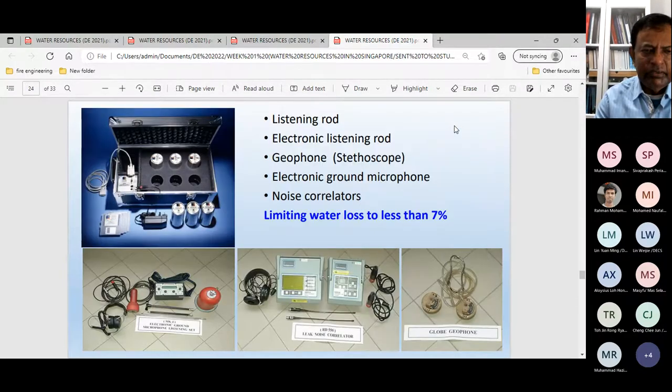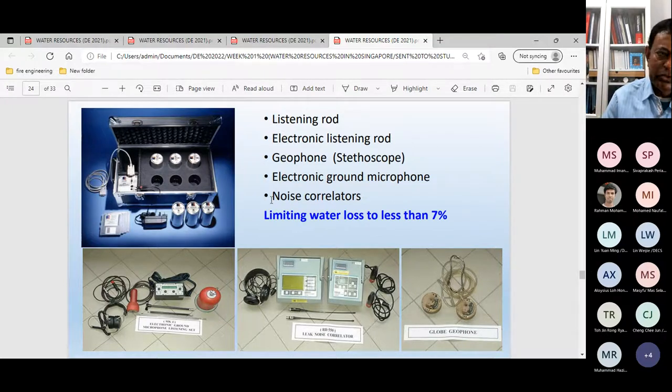The next effort was focused on limiting the water losses, which means keeping unaccounted water to less than 7%. How do they do it? They are using various equipment. In the PUB, there is one section dedicated only to limiting losses, which means identifying leakages and also preventing water leakages. So they are using various equipment.